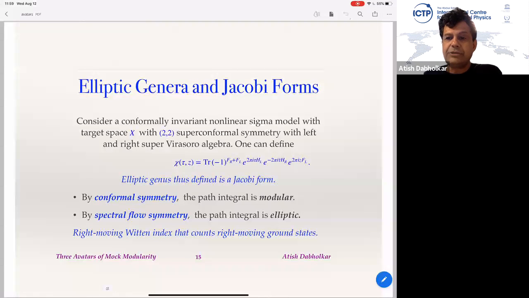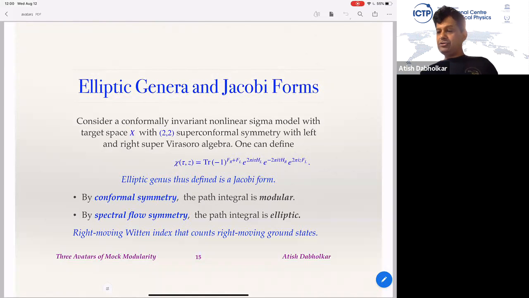And this is the connection with topology. So consider a conformally invariant nonlinear sigma model with target space X with (2,2) superconformal symmetry, with left and right super-Virasoro algebra. And one can define the elliptic genus of this theory as follows. You just take chi tau of z to be a trace of (-1) to the F right plus F left, e to the 2 pi i tau H. H left is basically L0 minus c divided by 24, etc., if you remember your conformal field theory.